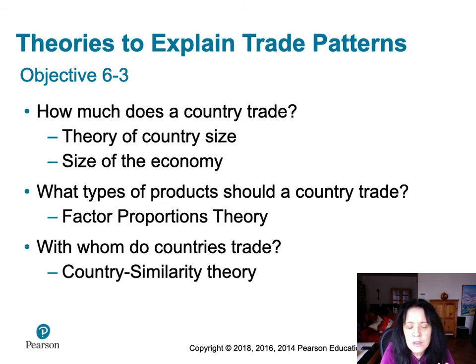There is no single trade theory that is perfect and can answer these different sorts of questions. So each trade theory highlights only one aspect of trade patterns, okay? So the theory of country size answers the question of how much a country trades, right? The country size theory holds that countries with larger land masses usually depend less on trade than smaller ones, okay?